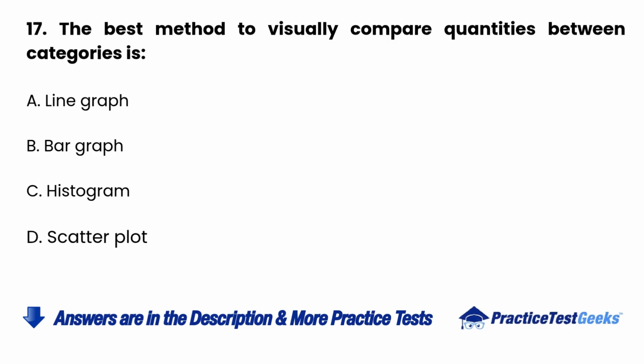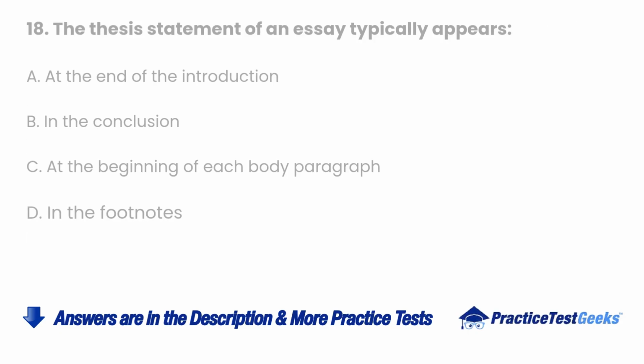17. The best method to visually compare quantities between categories is A. line graph, B. bar graph, C. histogram, D. scatter plot.